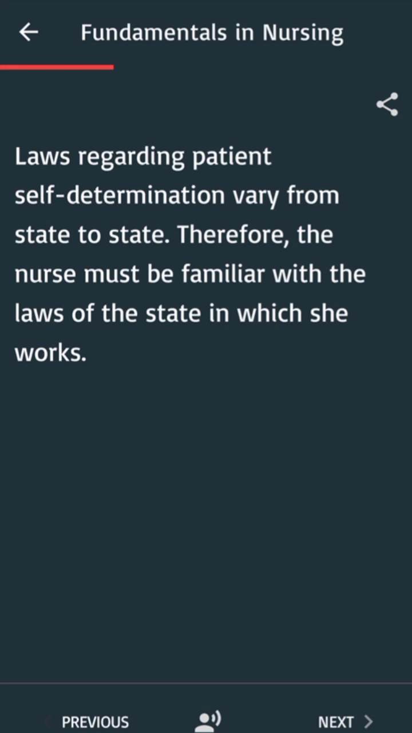Laws regarding patient self-determination vary from state to state. Therefore, the nurse must be familiar with the laws of the state in which she works.